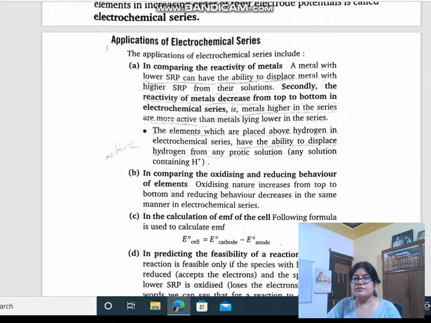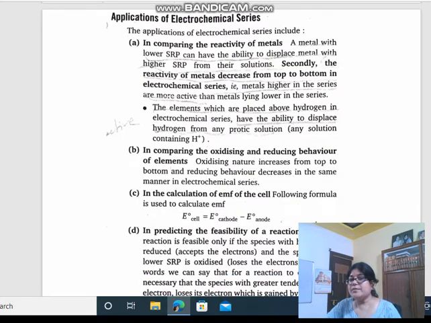So metals higher in the series are more active, and the metals lower in the series are less reactive. Moreover, the elements which are placed above hydrogen have the ability to displace hydrogen. So when the metals placed above hydrogen react with acids, they have the ability to produce hydrogen gas. Clear?